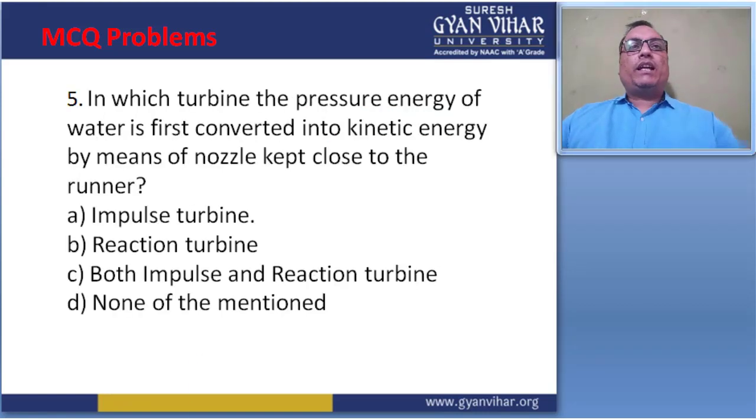In which turbine is the pressure energy of water first converted into kinetic energy by means of a nozzle kept close to the runner? Four options are given: A is the impulse turbine, B is the reaction turbine, C is both impulse and reaction turbine, and D is none of the mentioned. So A, the impulse turbine, is the answer for this case.